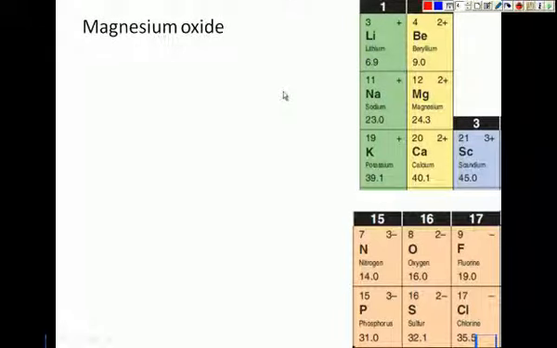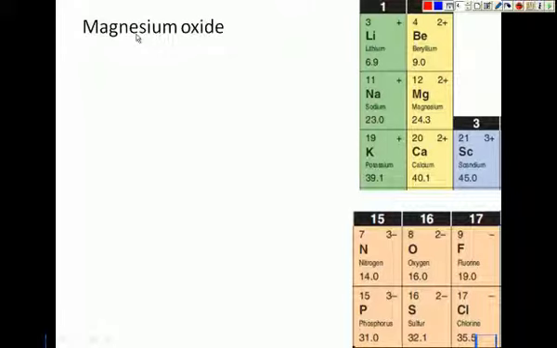Hey again, it's Mr. Lum, and today we're going to be doing some more naming of ionic compounds. So a quick review on some of the naming that we've already done. Here's an ionic compound. We have magnesium oxide right here. Now magnesium oxide is ionic because it's made up of a metal and a nonmetal.